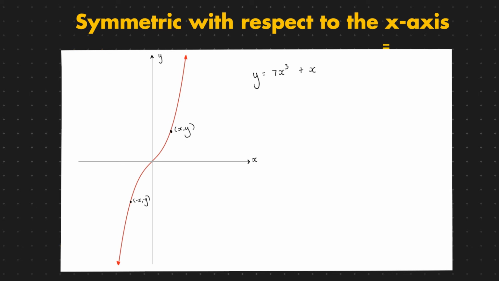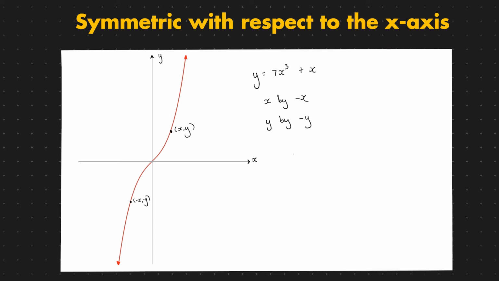So how we will test for symmetry in this case is, so we have the function y is equal to 7x to the power of 3 plus x. So how we will test for symmetry is we will replace x by negative x and replace y by negative y and see if it yields an equivalent equation.